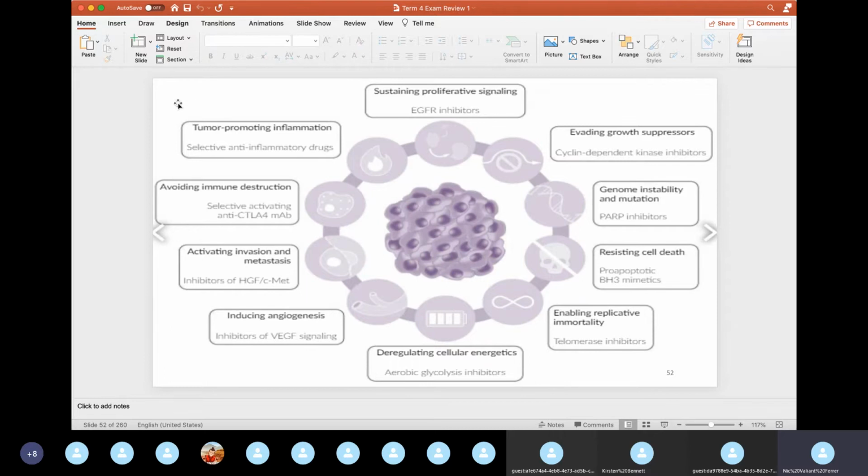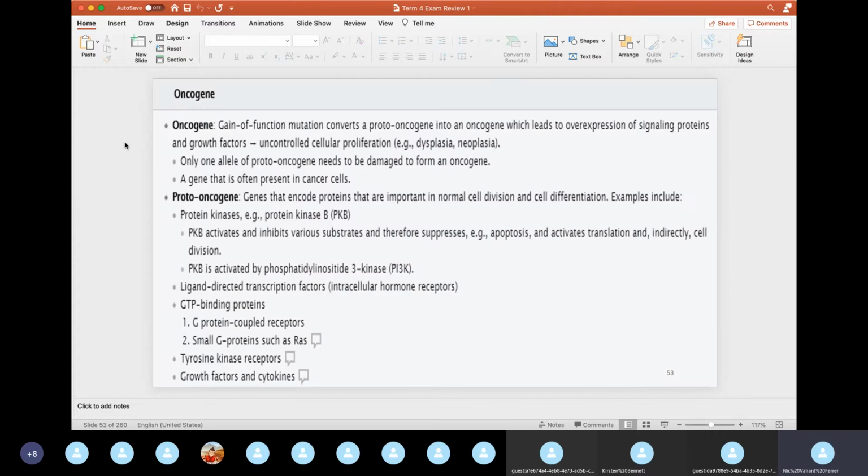Okay, so what are the highlights or characteristics of neoplasia? There's a lot of them. Tumor promoting inflammation, sustained proliferative signaling, evading growth suppressors, all of that. Memorize it, please. It's all in here. And the drugs that are involved with each, okay?